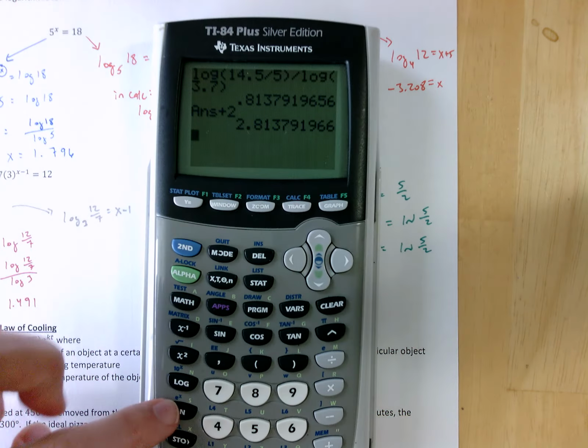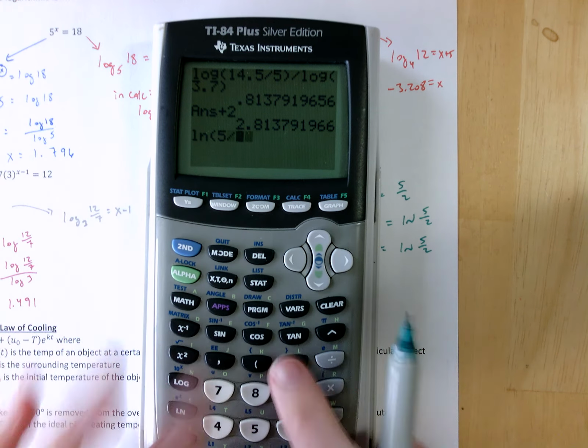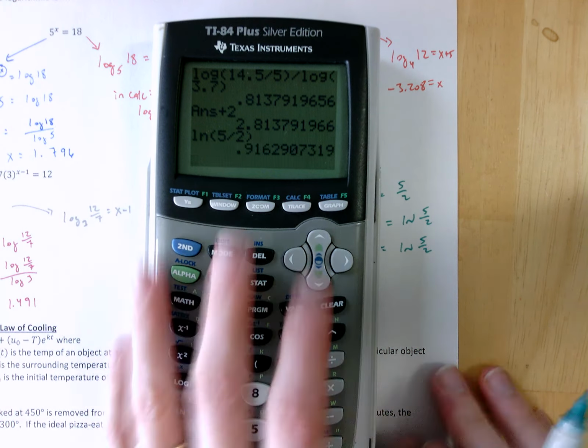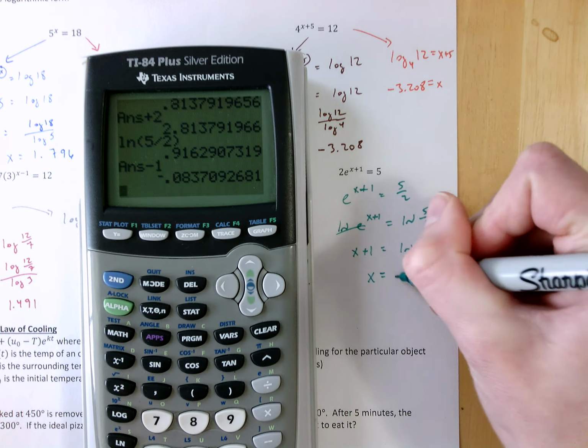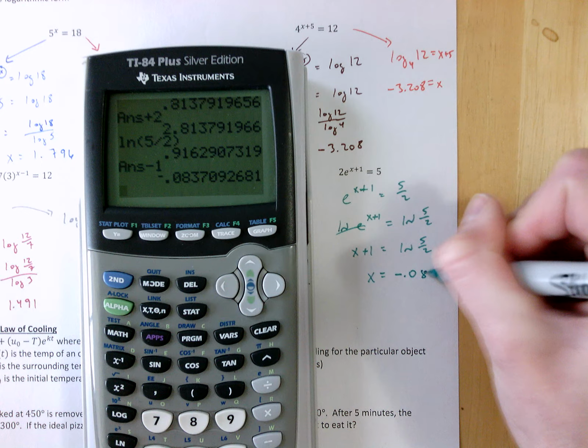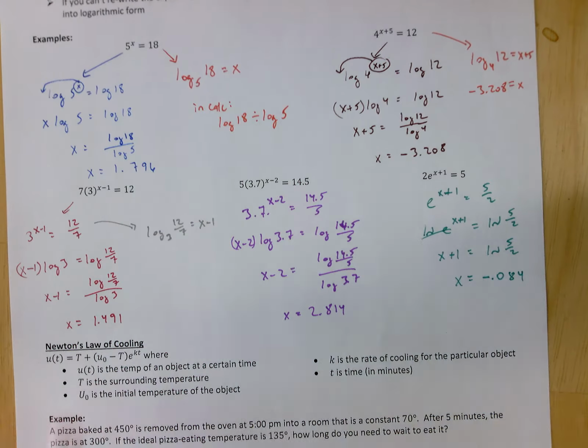Your ln button is right below your log button. Everybody's just going to use that no matter what kind of operating system you have on your calculator. And then we'll subtract the 1. So x is going to equal negative 0.084. And there we go. Okay, so that is how you solve log equations.